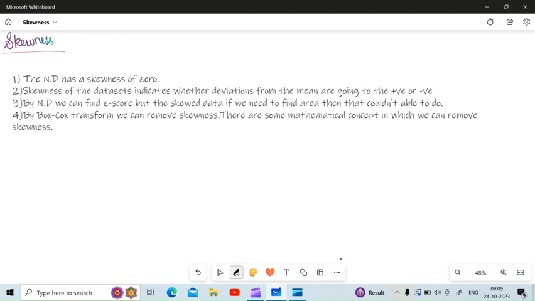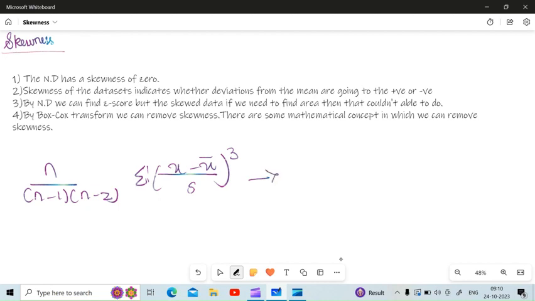For calculating skewness, to conclude whether our data is skewed or not, we have a formula: n divided by (n minus 1)(n minus 2), times the summation of (x minus x bar) divided by s, the whole cubed. This is the skewness formula to find whether the data is skewed or not. We will be calculating it.